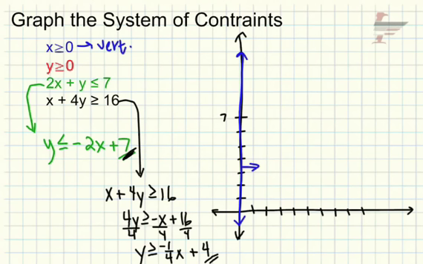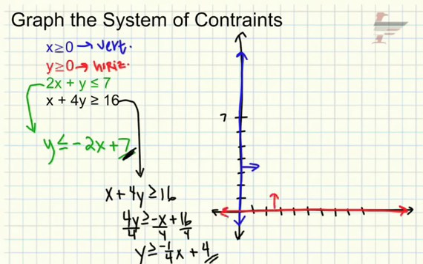Next we have y is greater than or equal to 0, which is going to be our horizontal line, which will put it right on the x-axis even though it's y is greater than or equal to 0. This is where all of the y's are 0, and it's greater than, so we're shading above.